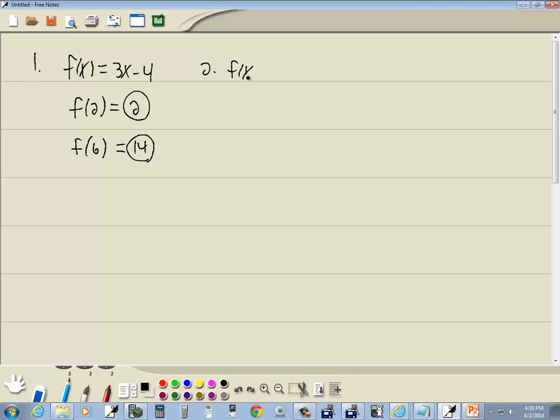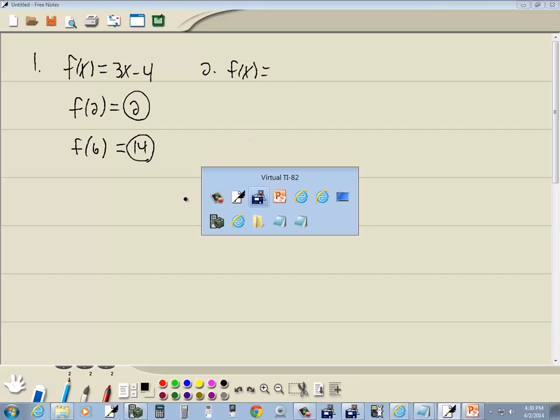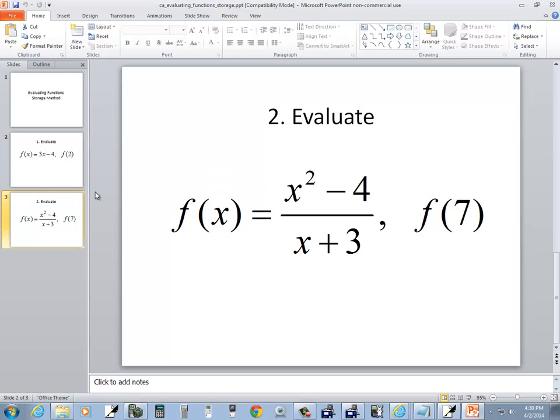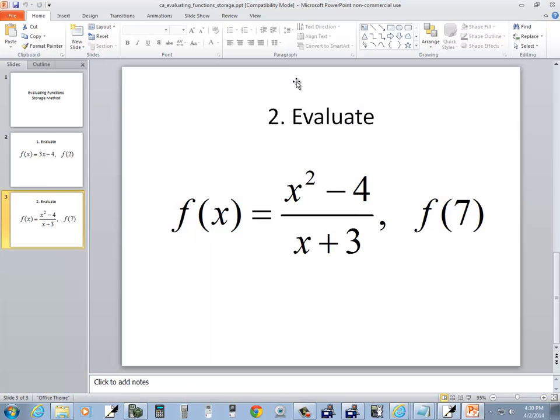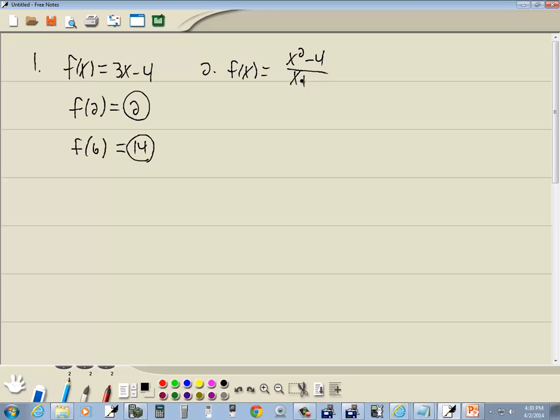Let's take a look at our second example. And this one really shows the benefits of it. First one doesn't show it so much. We got f of x is equal to x squared minus 4 over x plus 3. And we want to find f of 7. Now, anytime you have a fraction, you have more than a single number or a single variable on top or bottom, you want to put parentheses around that part. So put parentheses around top, and we'll put parentheses around the bottom. Other than that, we kind of type in as we see it.